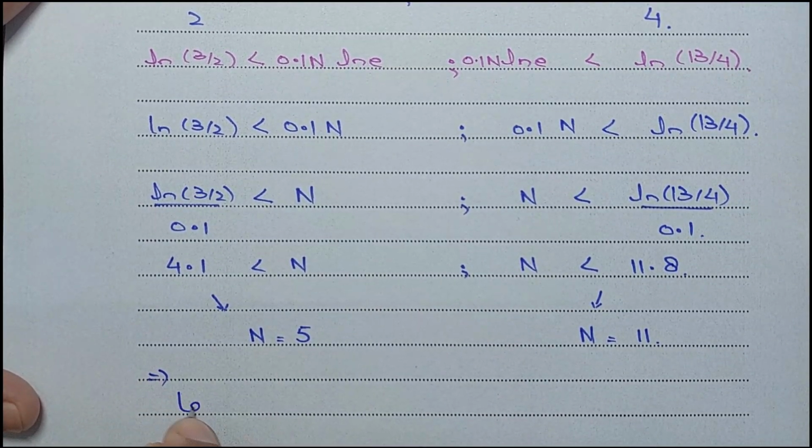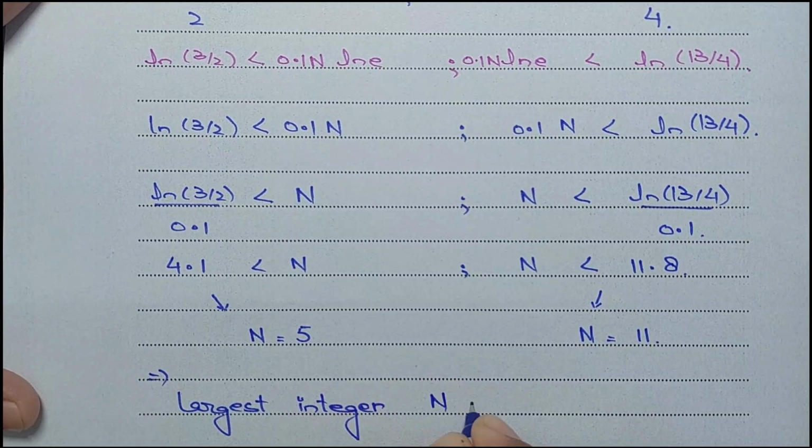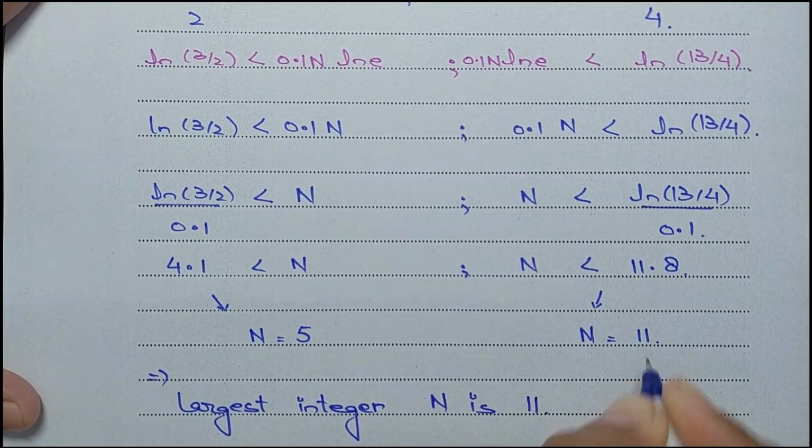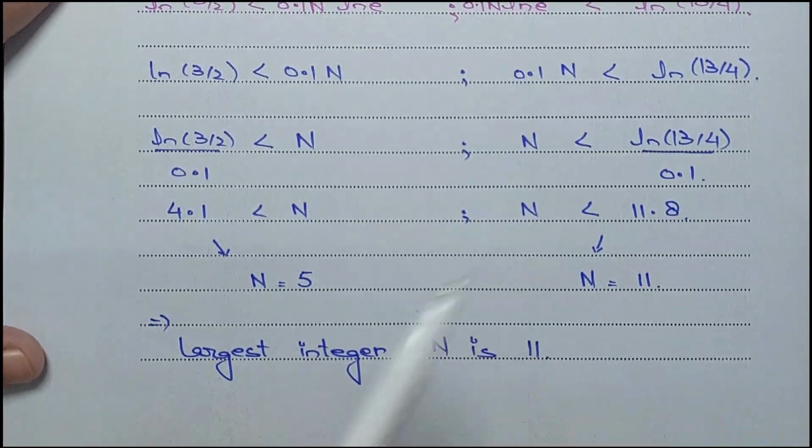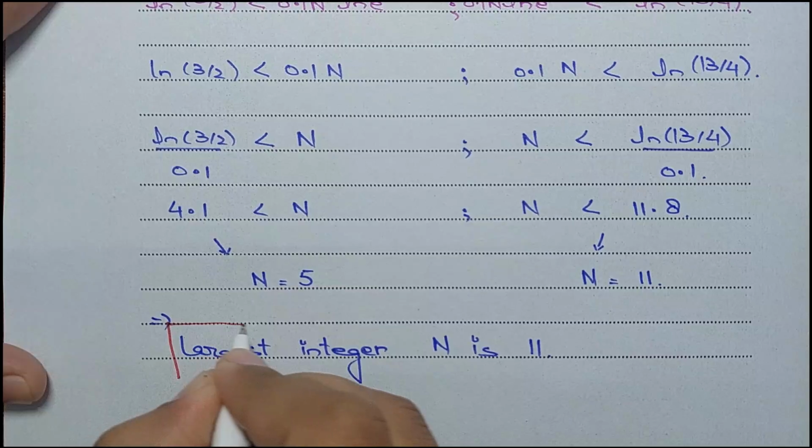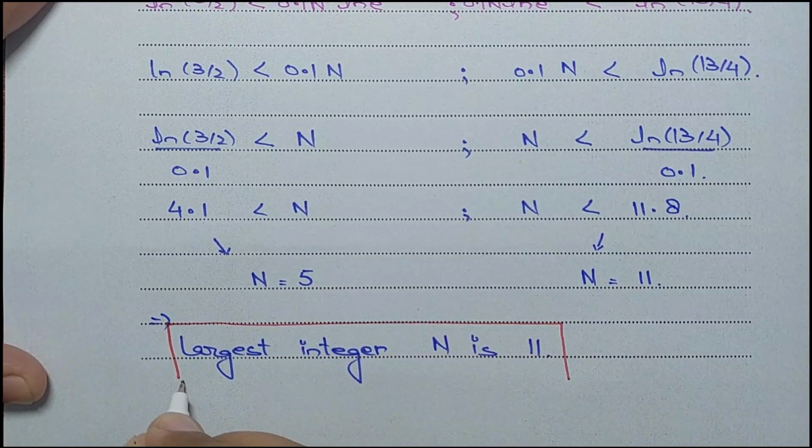So here we can say the largest integer n is 11. This is the largest one. 5 is not the largest one. So this is the largest integer n which satisfies the given inequality.